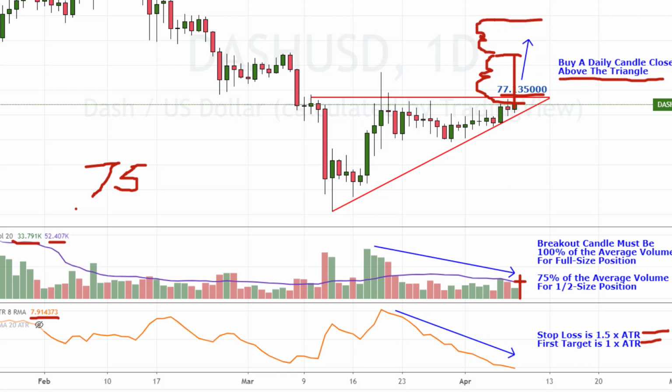If after entering the trade we get a candle that closes back inside this triangle, we'll take the loss right then and not wait for it to hit the stop loss. Our intent is that a breakout above the triangle should be explosive and hit our target fairly quickly.